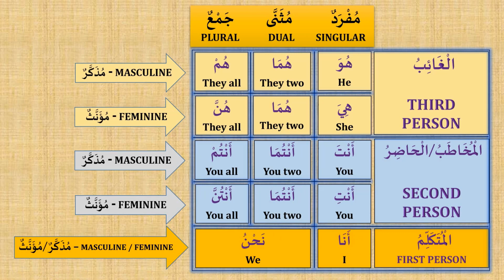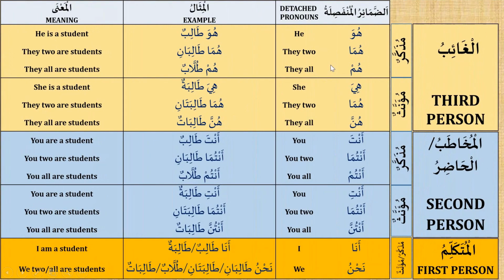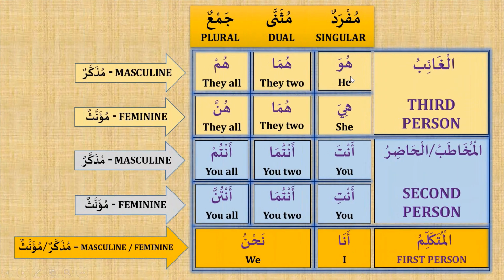If you think that this way will be difficult to memorize, we have another way to list the pronouns in the same order. Now here we have the pronouns in the same order. huwa, huma, hum, hiya, huma, hunna, أنت, أنتما, أنتم, أنتِ, أنتما, أنتن, أنا, نحن. Let's go back. See, the order is same.